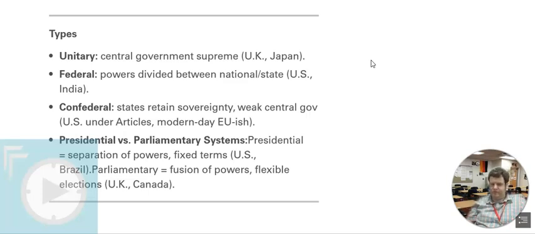Instead of fixed political terms, they have elections at a different rate, and that's something that when we get into more comparative government stuff later in the course, we'll talk about that in more detail. We mainly focus on presidential and federal stuff because that's what America is.